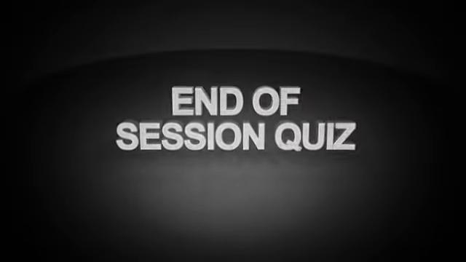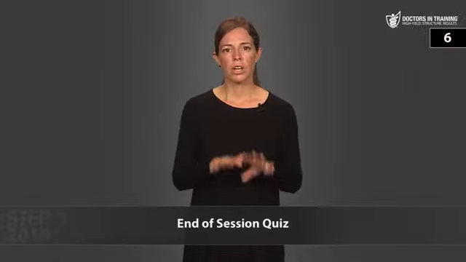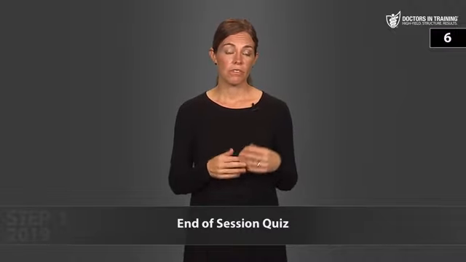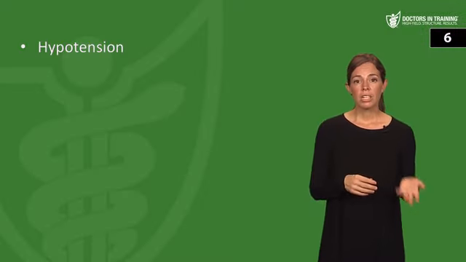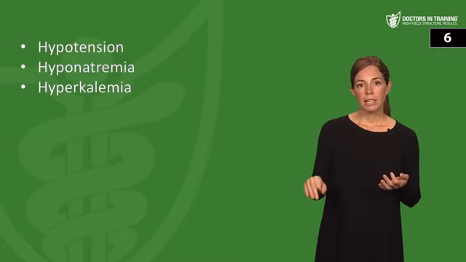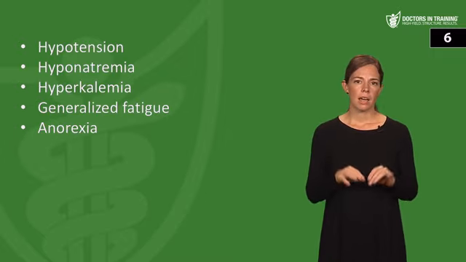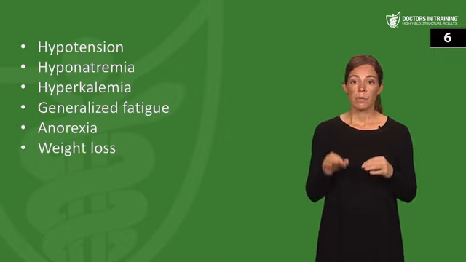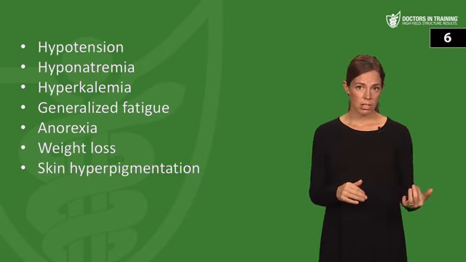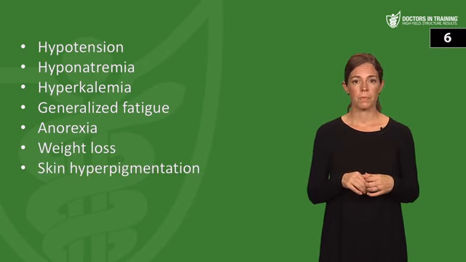Now it's time for the end of session quiz. So answer the quiz questions and then we'll go over the answers together. All right, first question. What are the clinical manifestations of Addison's disease? Hypotension, hyponatremia, hyperkalemia, weakness, malaise, anorexia, and weight loss. And then we also said skin hyperpigmentation might be an important clue.